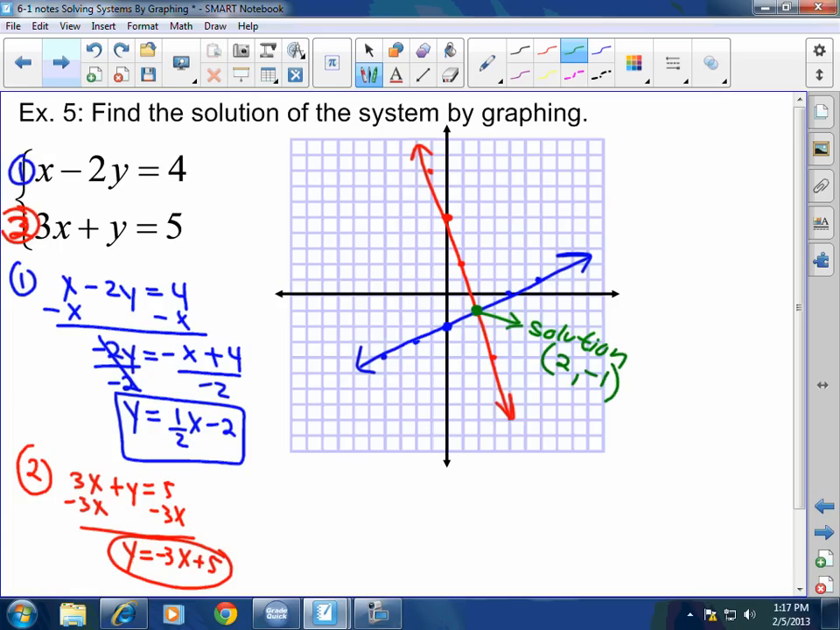Last but not least, we can test it. Okay? If x is 2 and y is negative 1, you got 2 plus 2, which is 4. That works. If x is 2, y is negative 1, I'm going to have 6 minus 1, which is 5. And that works. So that solution works. And you're golden.